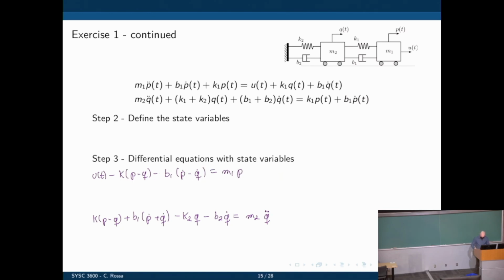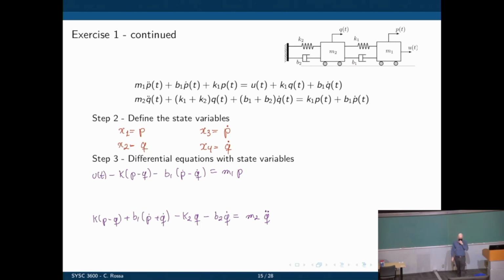Now let's move to the next step, define the state variables. We established that we need 4 of them, position and speed of each mass. So let's call x1 P, that's position of mass 1, and let's call x2 Q, position of mass M2. Let's call x3 P dot and x4 Q dot. This is random. We can choose another way to arrange them, but that's what I have here.